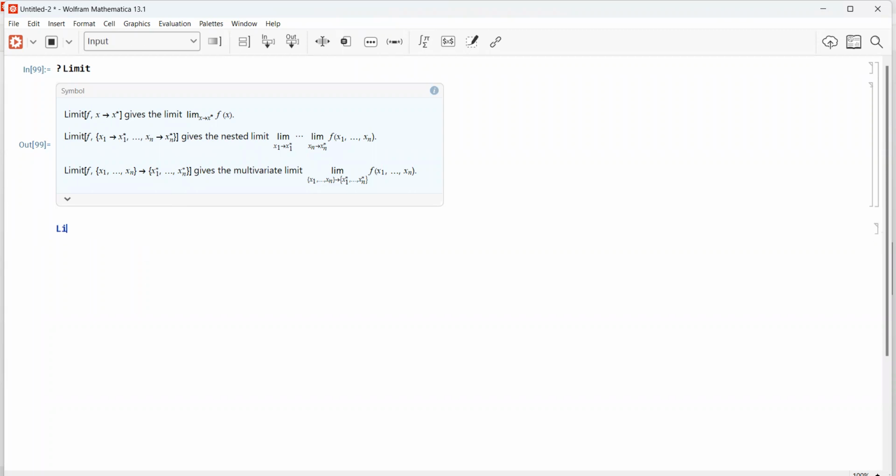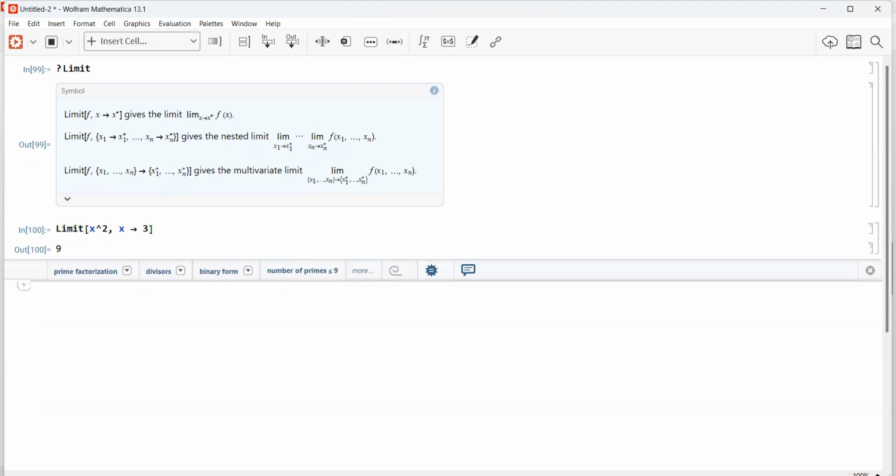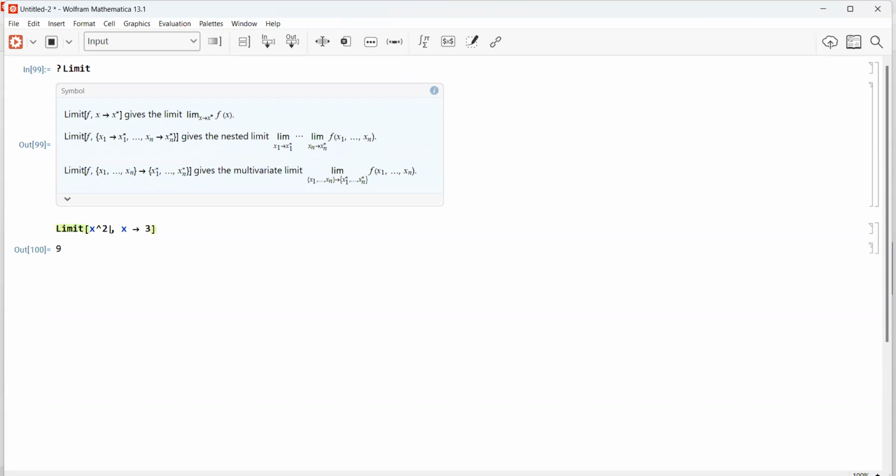So let me try the limit. Let's take something where we understand what it is. Let's take x squared, x goes to 3. What should that be? I'm sorry? 8? Oh, wait, 9. Okay, we got 9. Let's take the limit of x squared over 1 plus x squared as x goes to infinity.